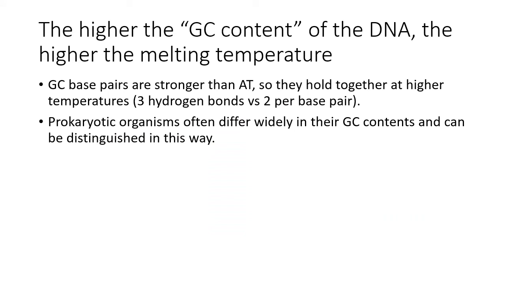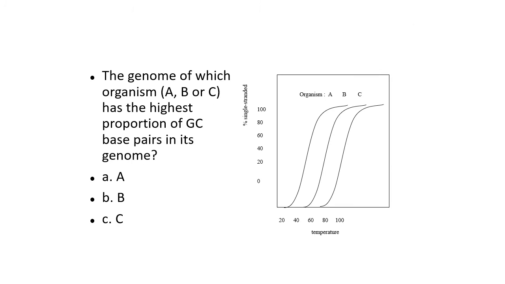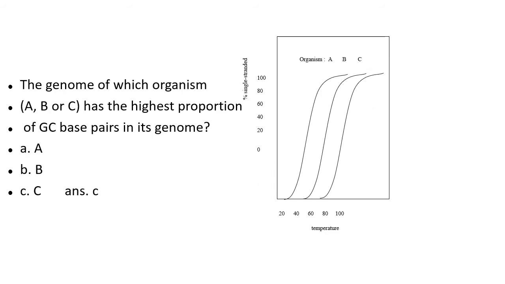So that's all we need, actually. Okay, I didn't do this one in class, but we can do it anyway. The genome of which organism, A, B, or C, has the highest proportion of GC base pairs? A, B, or C? Okay, so the answer is C, because it has the highest melting temperature. It takes a higher temperature to get your strand separation.